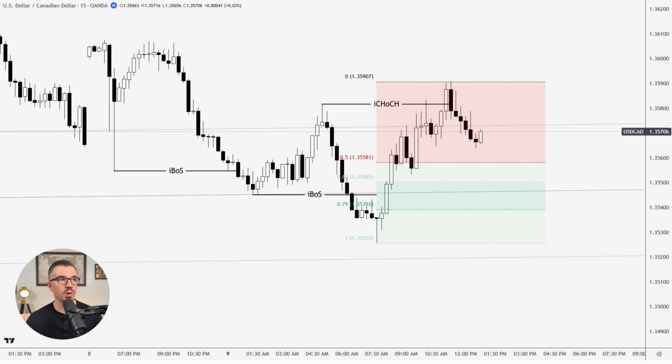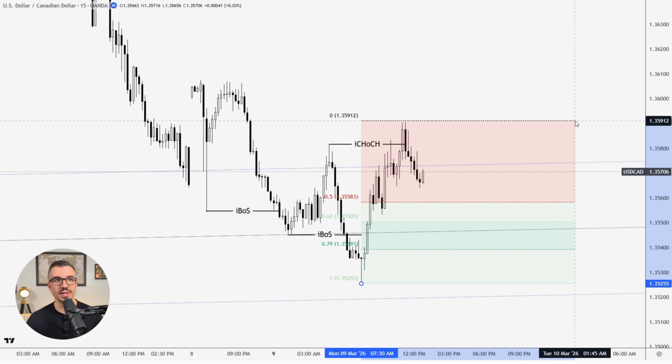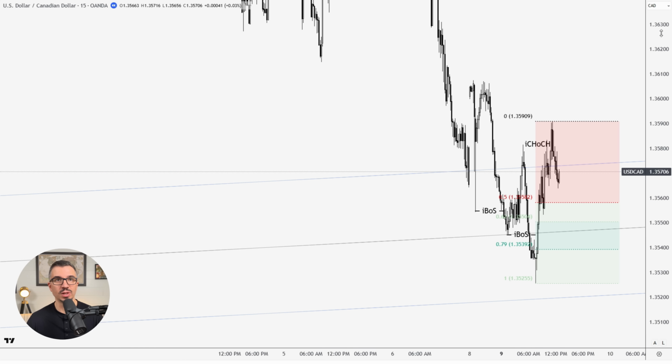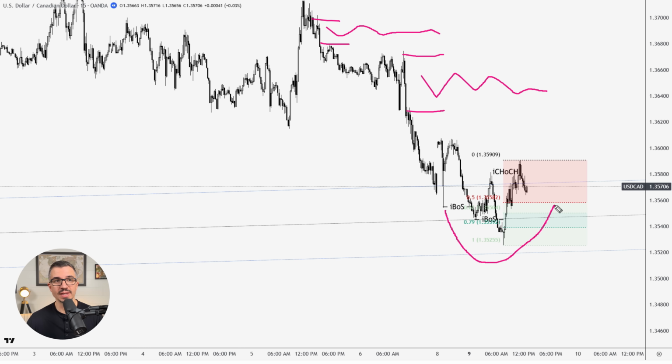Okay, so let's go ahead and play this forward again, knowing that we have that internal change of character now. So this gives us that confidence that this low right here is potentially the low for this market. And again, you'll notice that this buy side imbalance up here, areas like this here, even this, okay, these act as potential targets or magnets for a market once you get this internal shift.